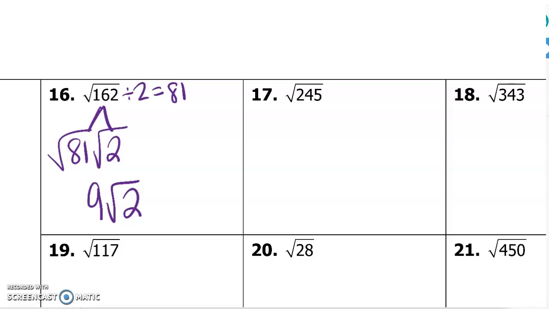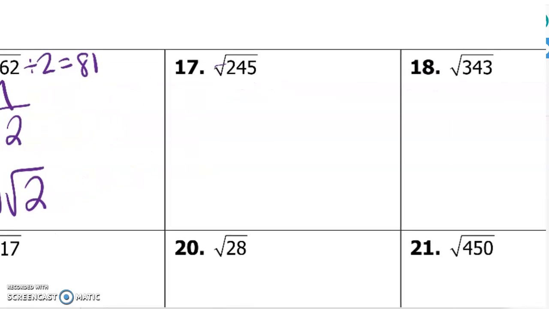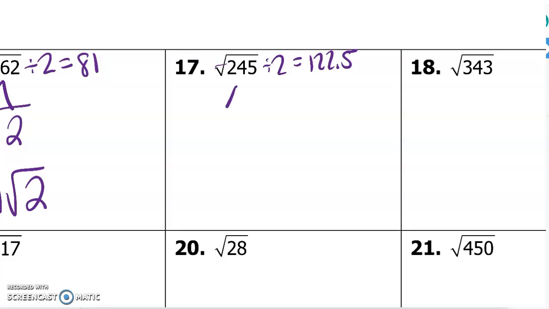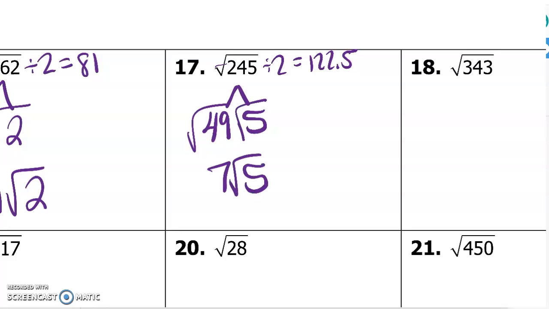So 245 divided by 2 gives us 122.5. So when you go down your list, 121 doesn't go in, 100 doesn't go in, 81 doesn't go in, 64 doesn't go in, 49 is what goes in 5 times. So 49 times 5. Square root, 7 square root of 5.